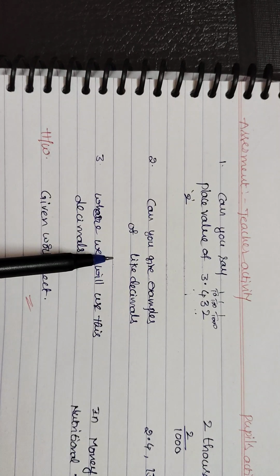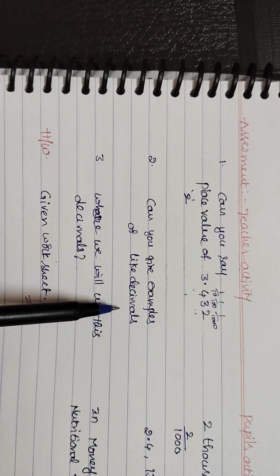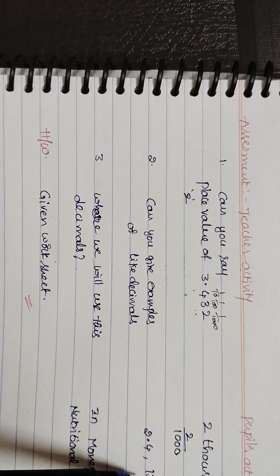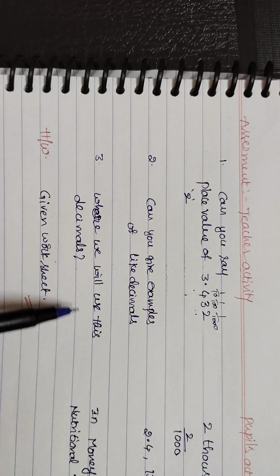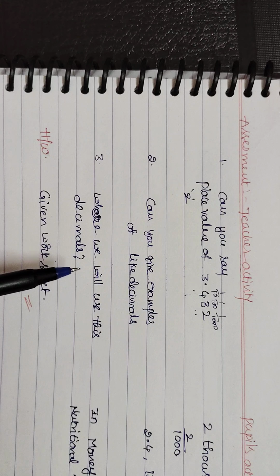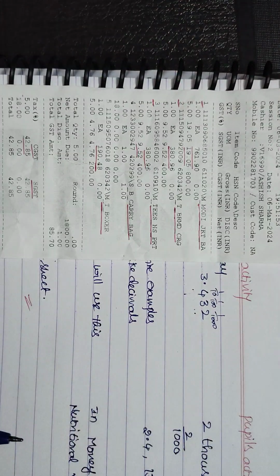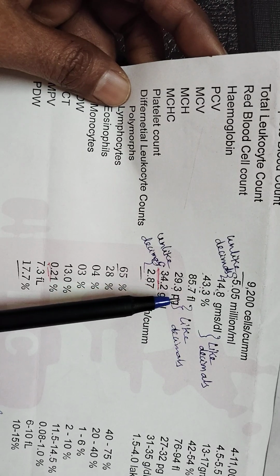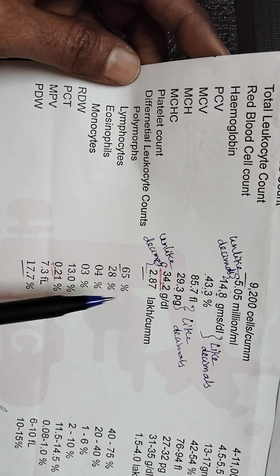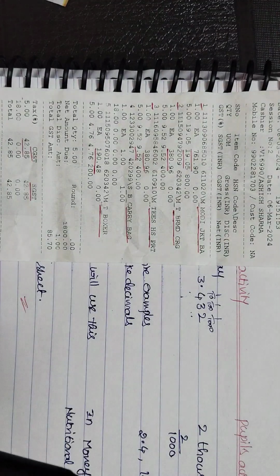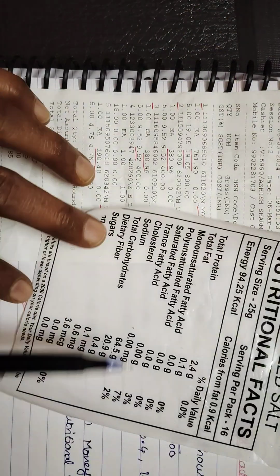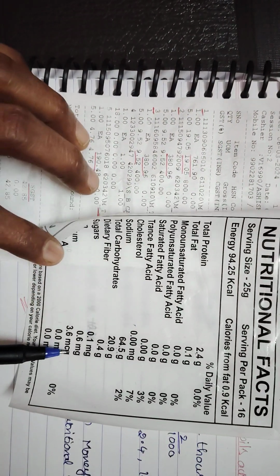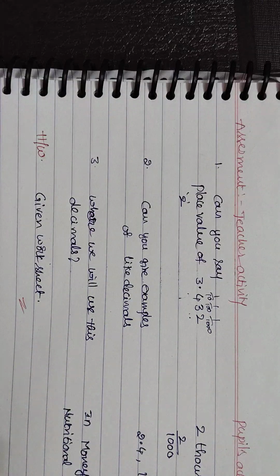Can you give examples of like decimals? Yes ma'am. 2.4, 134.8. Where will we use these decimals? To represent money value. And in a blood report, the values of hemoglobin, red blood cell count, white blood cell count, and platelet count can be represented in decimals. Also nutritional facts can be represented using decimals.